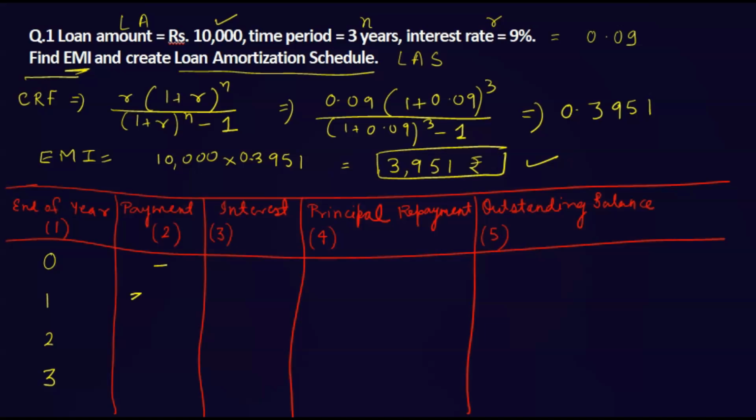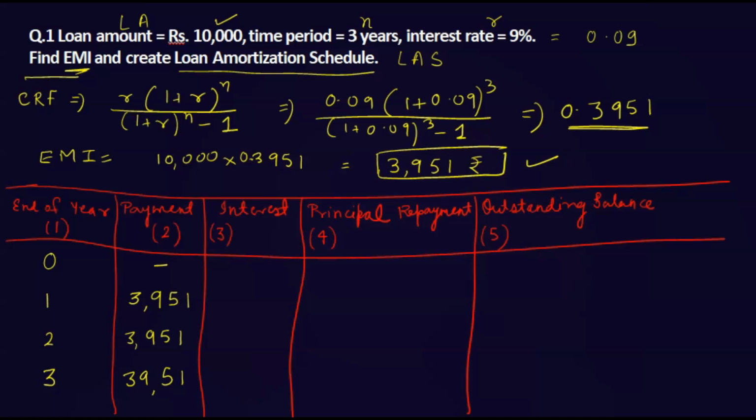End of first year means every year we are paying. So here it is annual installment, so it will be same. This 3,951 we are paying. We get to know only about this with the help of CRF, because we'll get CRF, then we will multiply it with the loan amount, we'll get these installments.